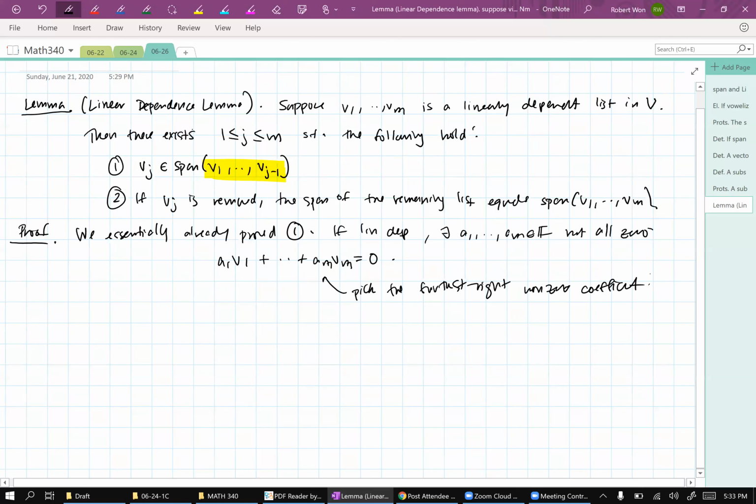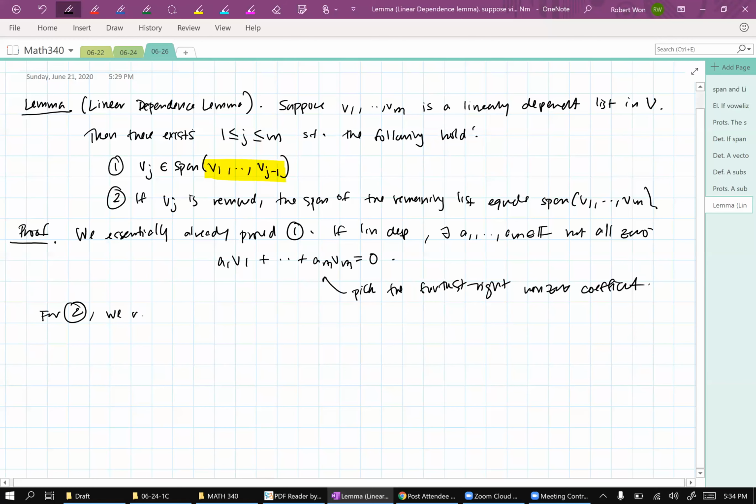Okay, so in the previous proof, without loss of generality, I assumed that the non-zero coefficient was a1. To prove this result, you just pick the furthest right non-zero coefficient and do the same proof, and it will be in the span of all the ones before it. So that will essentially prove the first part. I still need to prove the second claim, which is once you remove this vector, which is a linear combination of the others, that you don't affect the span.